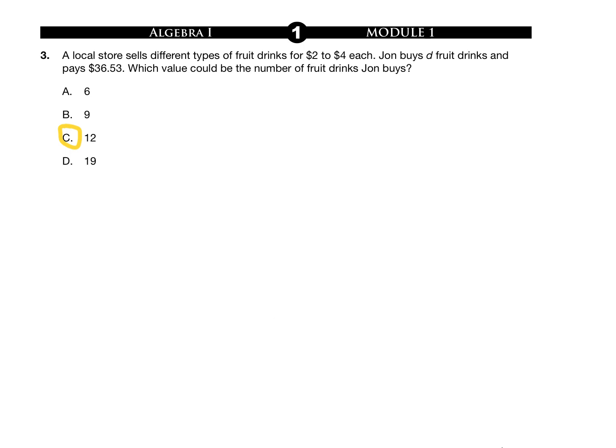We check out this problem about a local store selling different types of fruit drinks. We know John buys D fruit drinks and pays a total of $36.53. And so what could be the value of D that he buys? Okay, if we think about this, if we take that $36.53 and divide it by 2, we're going to get roughly about 18.3.